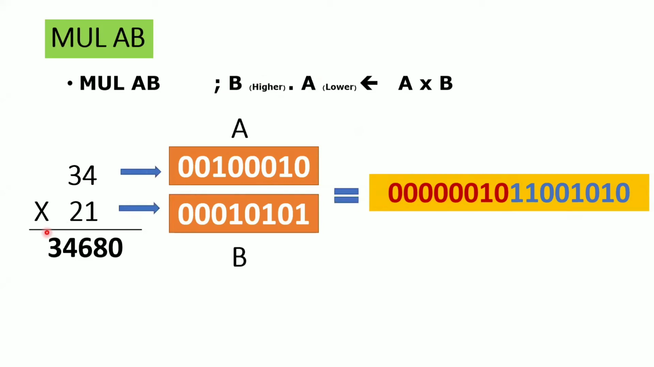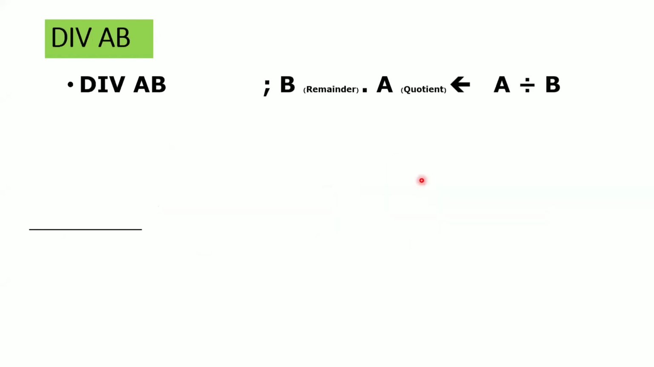Okay, actually this multiplication value is wrong. Actually, I made some mistake here. Okay, so you understood, right? What is multiplication, how it is performed, and how the results are stored inside the A register and B register.